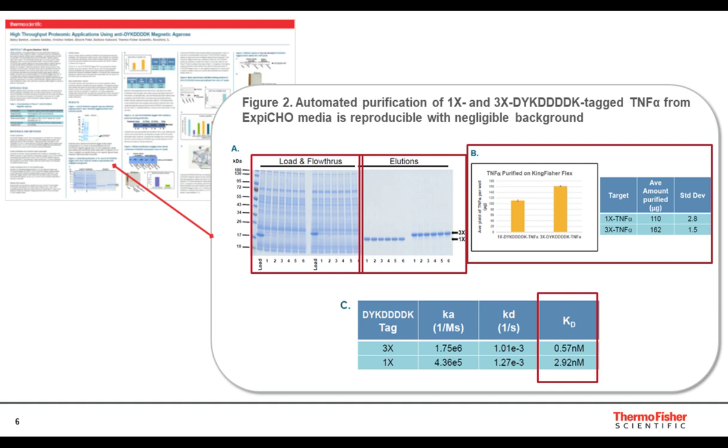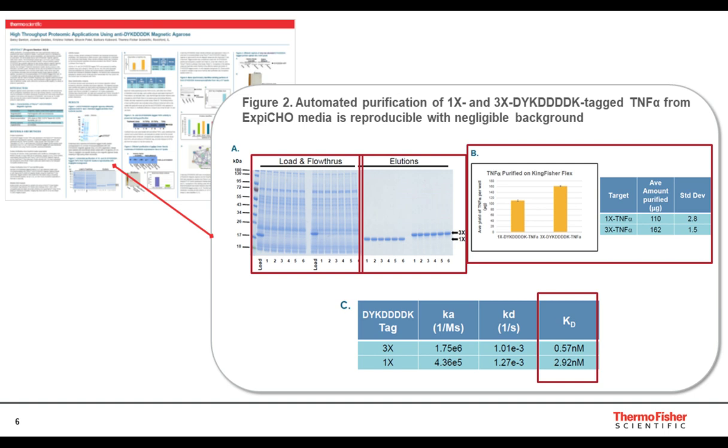Protein yield was measured in each eluate by protein assay, shown in panel B. The average amount of protein purified was about 110 micrograms of the 1X flag tag TNF-alpha and 162 micrograms of 3X flag tag TNF-alpha. The standard deviations were less than 3 and corresponding CVs were less than 3%. It's important to note that the difference in protein yield is not reflective of the difference in tag length, but rather the difference in expression efficiency.